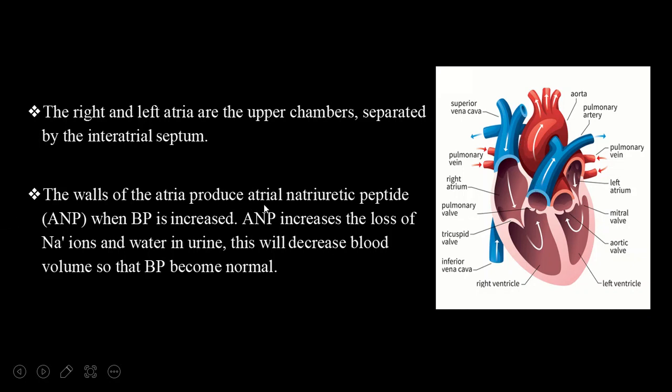So, the walls of the atria produce an atrial natriuretic peptide or ANP when BP is increased. So, pag lumalaki ang BP ng isang tao, ang atria, which is the right atrium and the left atrium, will produce atrial natriuretic peptide or ANP, and this ANP will increase the loss of Na ions or sodium ions and water sa urine natin. And this increase in the loss of Na ions and water sa urine will decrease blood volume. So, it will also decrease the blood pressure when the BP is increased, and thus the BP becomes normal.